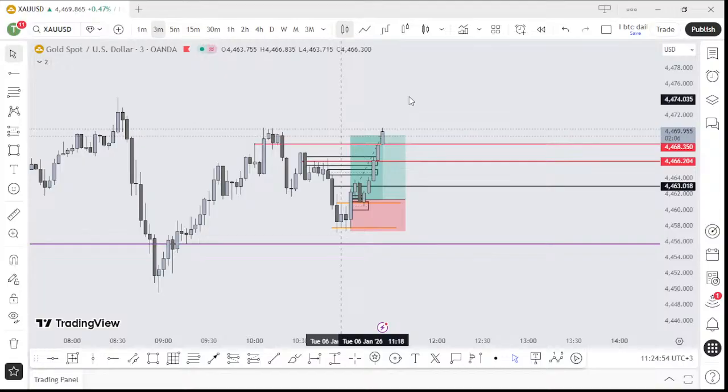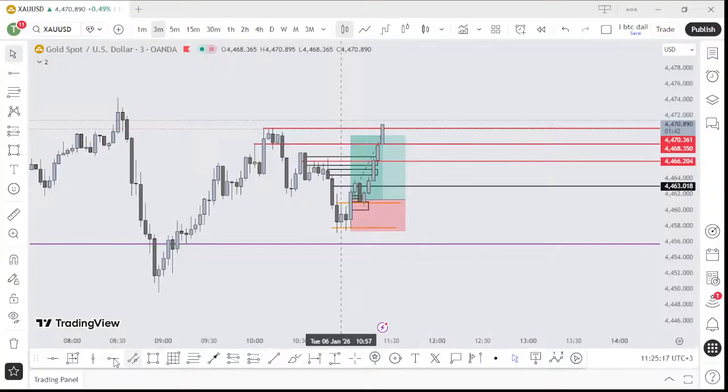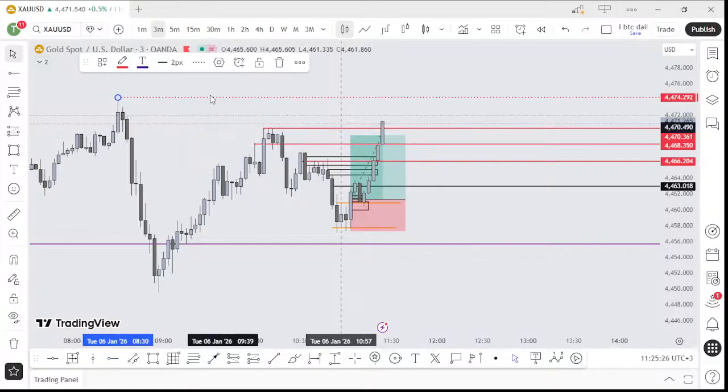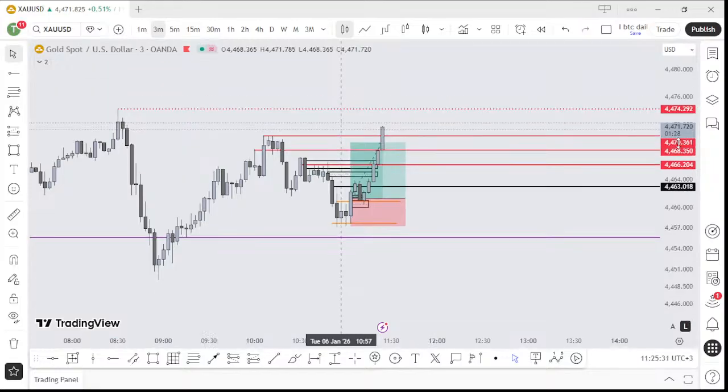Now what should we do here? Let's see if we're going to see another breakout here. This is another level we can watch out for. Maybe price might reverse from there, but it was a very nice setup, guys. We don't spend a lot of time here.